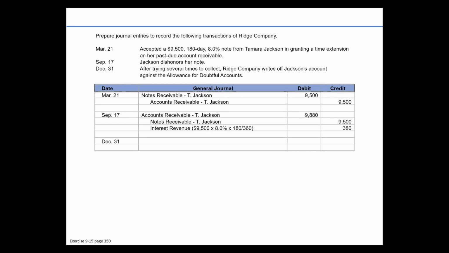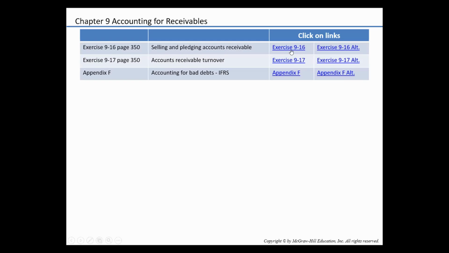Then on December the 31st, after several tries to collect, Ridge Company has to write off Jackson's account against the allowance for doubtful accounts. So you have the allowance for doubtful accounts debit 9,880, credit to the accounts receivable, T. Jackson, 9,880.